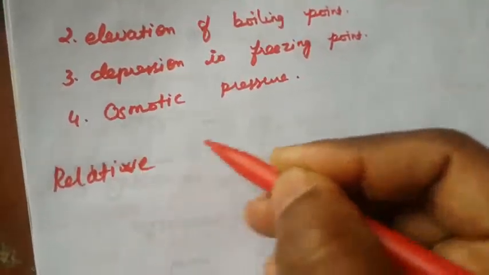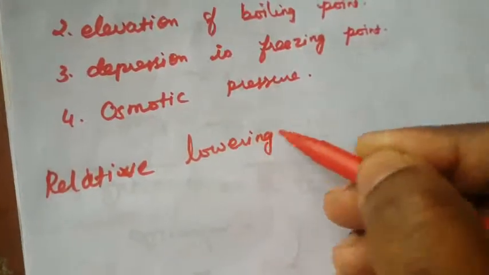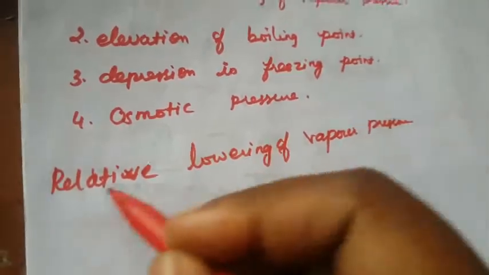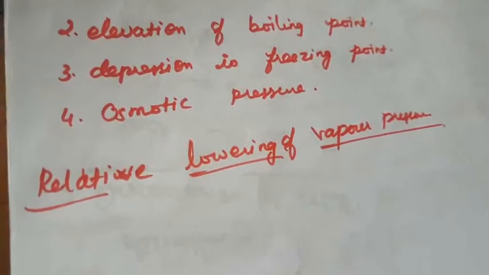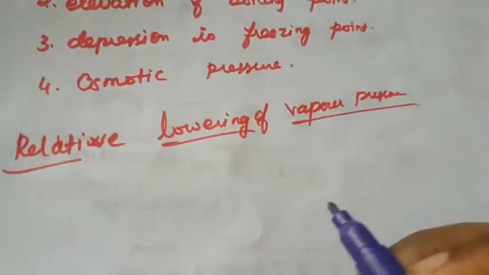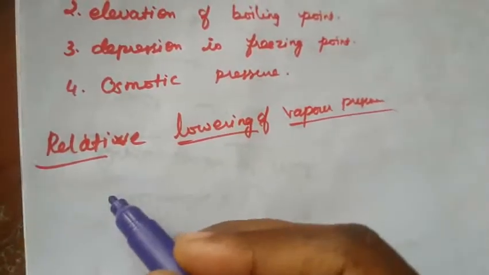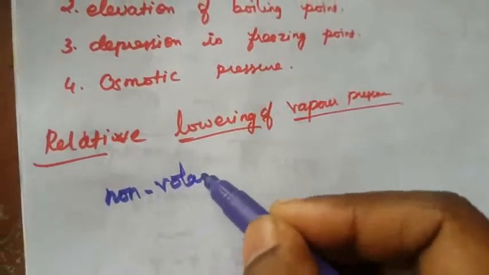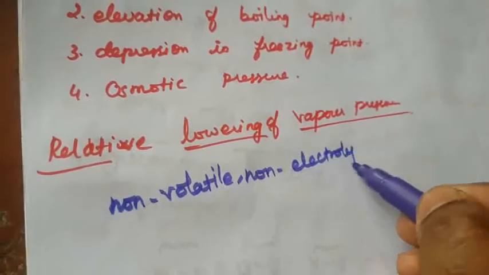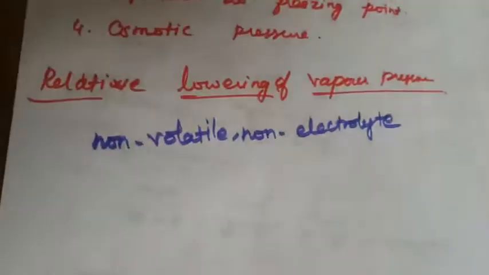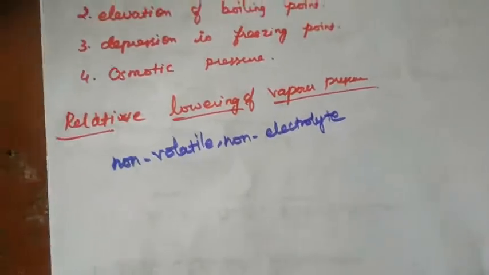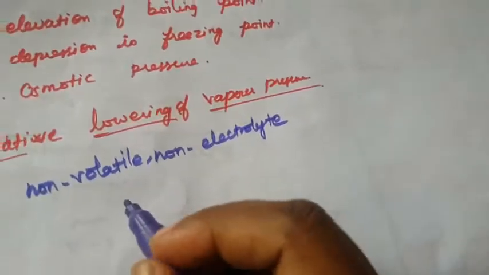Relative lowering of vapor pressure. What is meant by relative lowering of vapor pressure? First we consider the vapor pressure of a solution containing a non-volatile, non-electrolyte solute, right? The relative lowering of vapor pressure can be measured using one experiment.